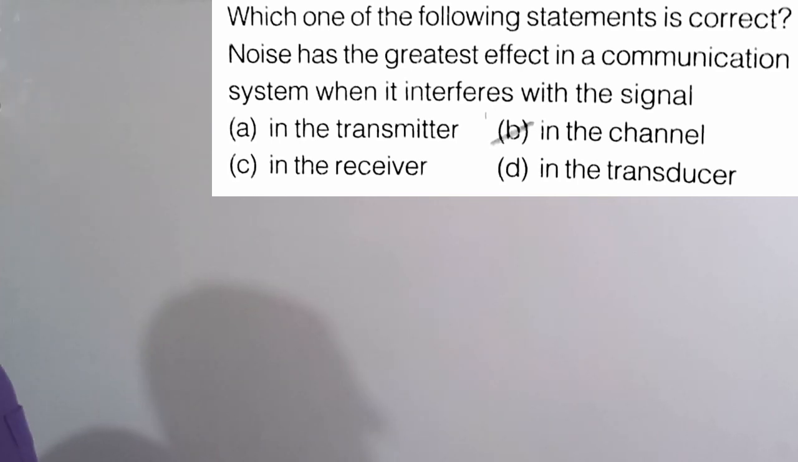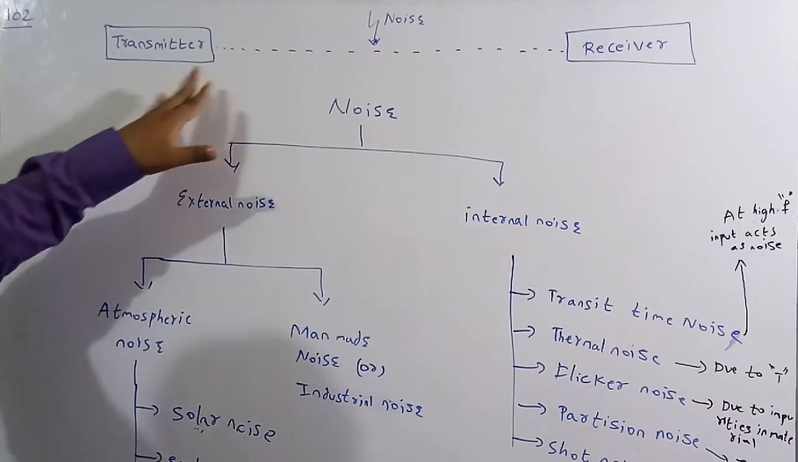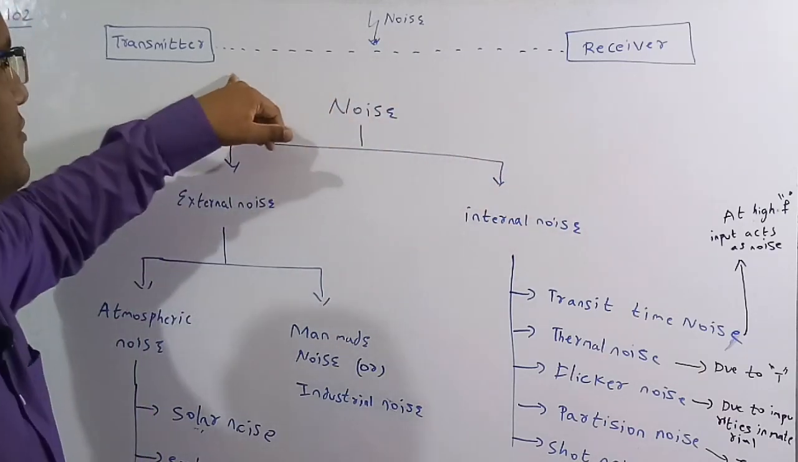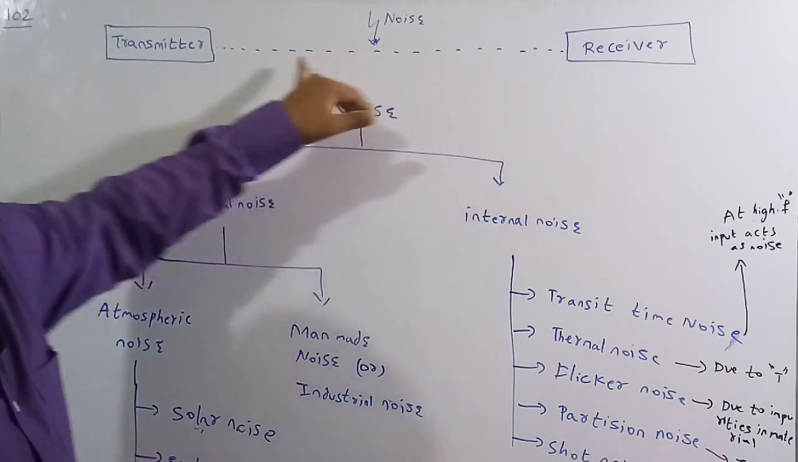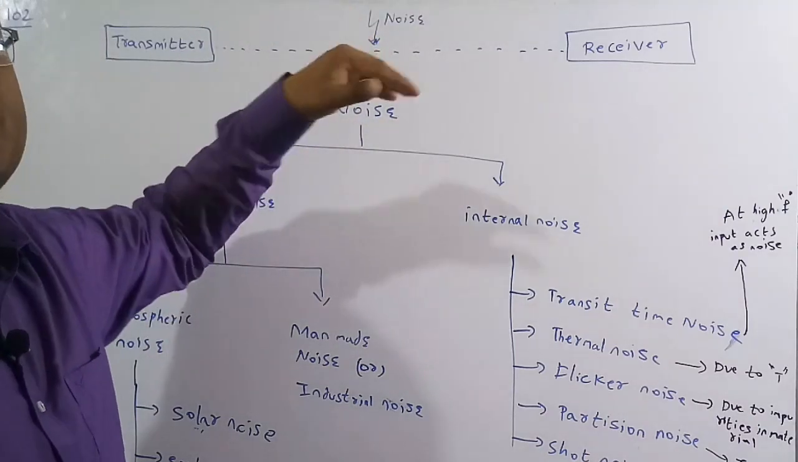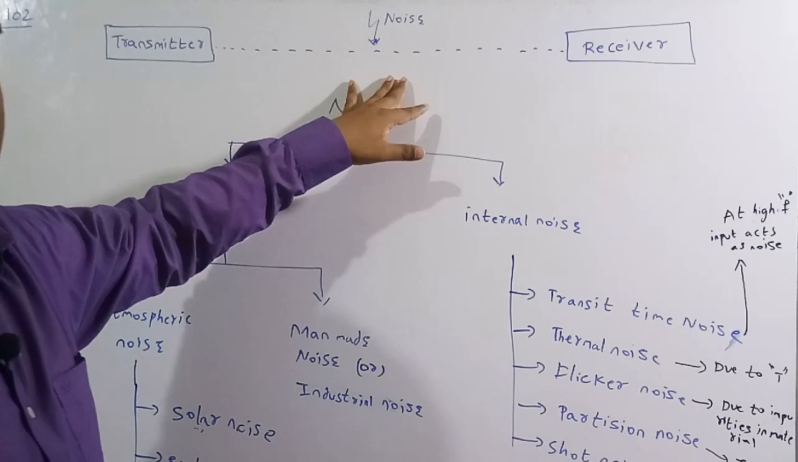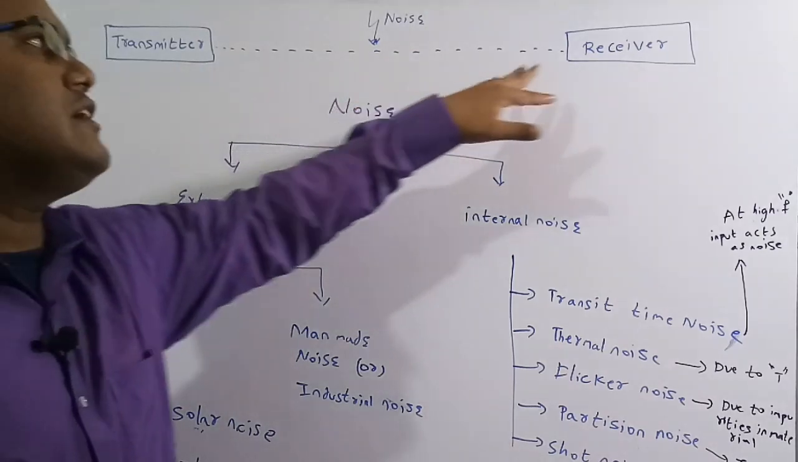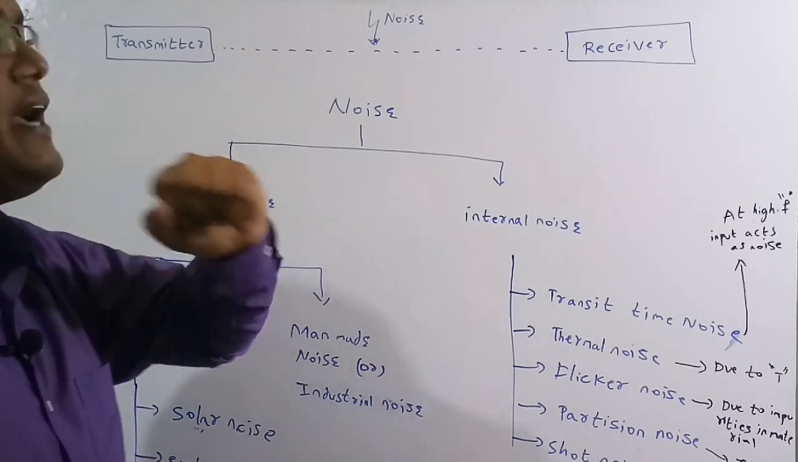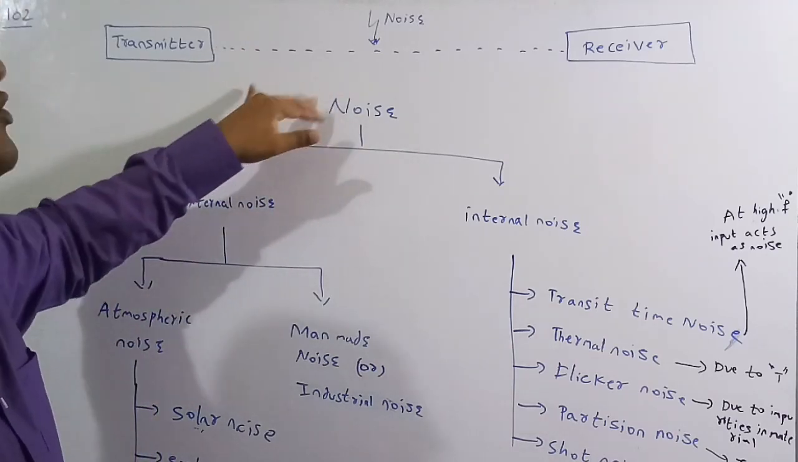So let's discuss something more about this. Whenever a signal is transmitted from the transmitter to the receiver, this region is called a channel. In this channel there is a high probability of noise having its effect, but not in the transmitter or the receiver. The noise has the greatest effect in the communication line whenever a signal is transferred through this channel.